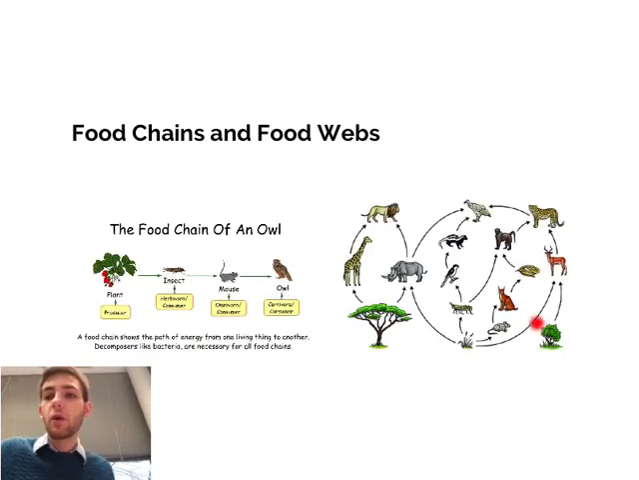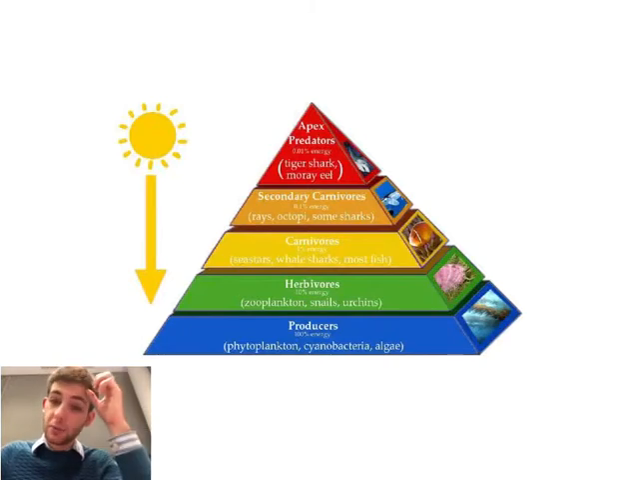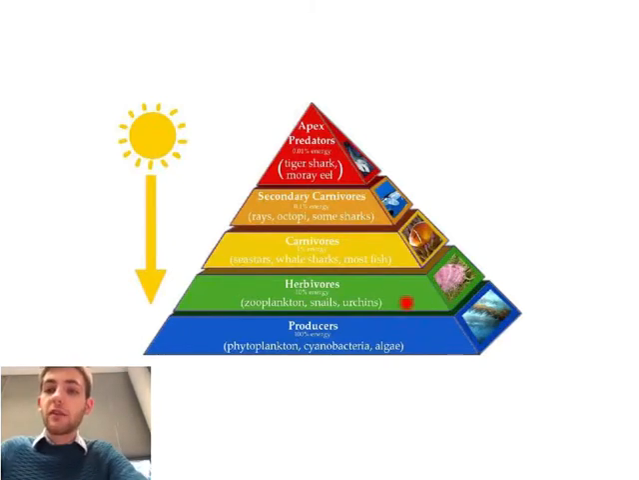And then you have food webs here, which are very circular, and they consist of multiple food chains interacting with each other. And so it's not as linear as you see in that food chain there. And then lastly, we have an ecological pyramid. This is showing the flow of energy from producers all the way up to top predators, essentially.